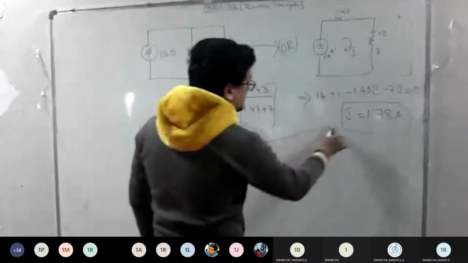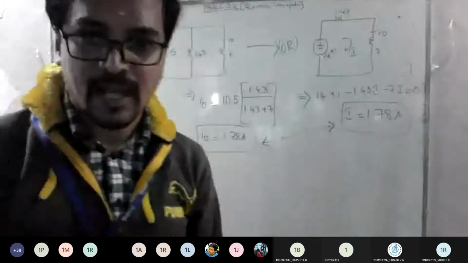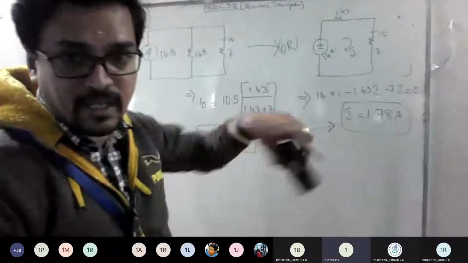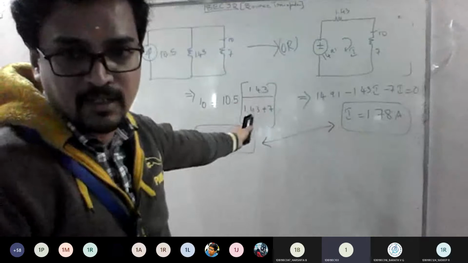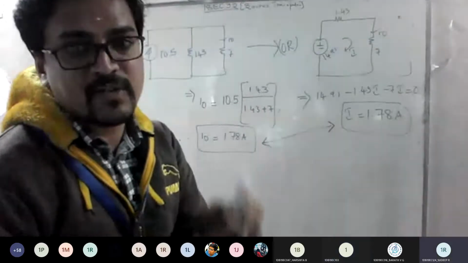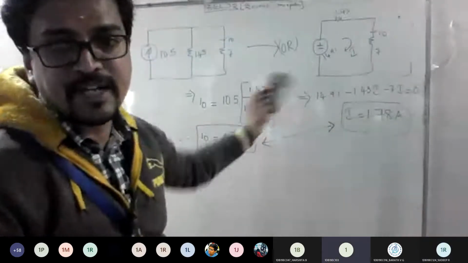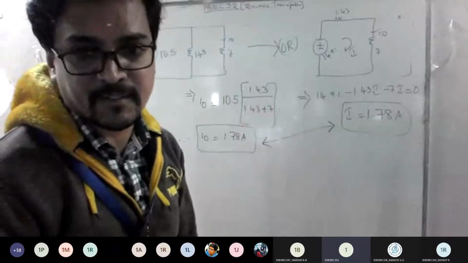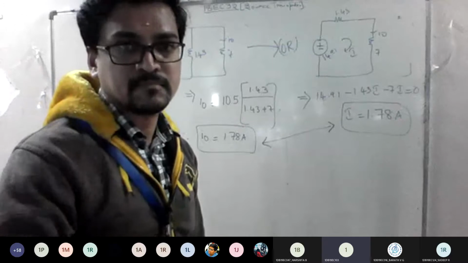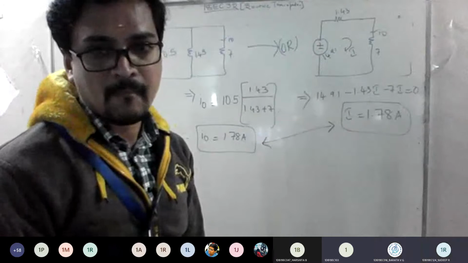Whether you solve using the branch current method or the mesh analysis method, both answers should be the same. So this is for your hint. That's why I try to analyze both together, so that whichever you feel comfortable with, go with that, and you can do verification yourself. Whether you've done it right or wrong, you can verify yourself. If you get a different answer, it means you've made a mistake somewhere. Is it fine? Everyone, is it fine? Yes, sir.